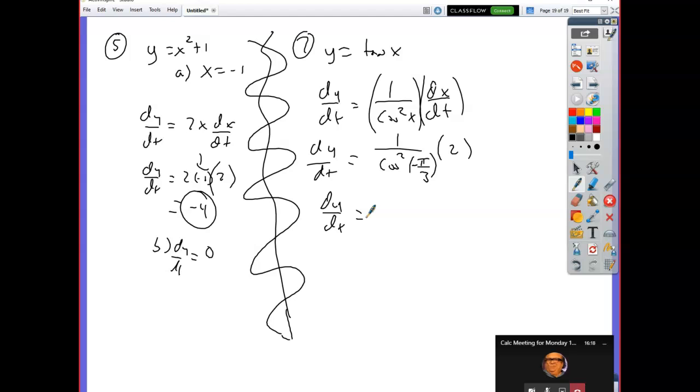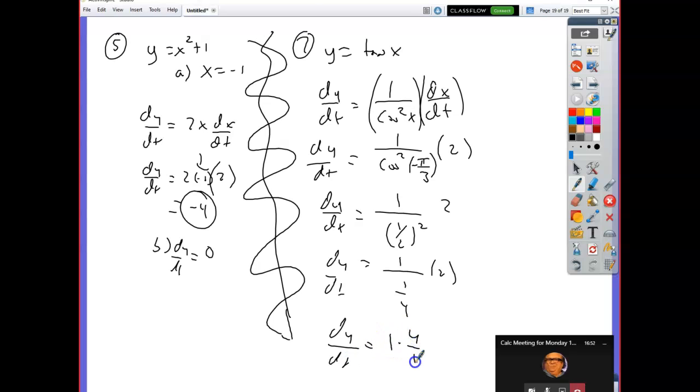All right, cosine of -pi/3. Cosine of -pi/3 would normally be 1/2. It's in the 4th quadrant, so it's going to be positive as well. And so it'd be 1/2 on the bottom squared times 2. Flip. Now let's check. Actually, just do it. It's 1/4 times 2. I'll probably do this the world's hardest way. Flip and multiply. I get 1 times 4/1 times 2, which is, I believe, just 8.